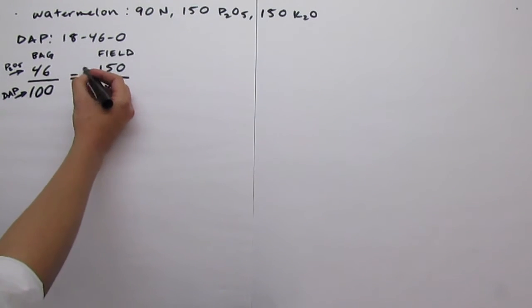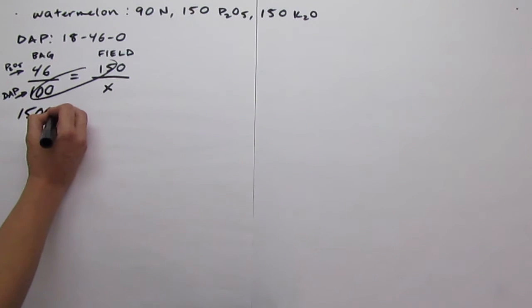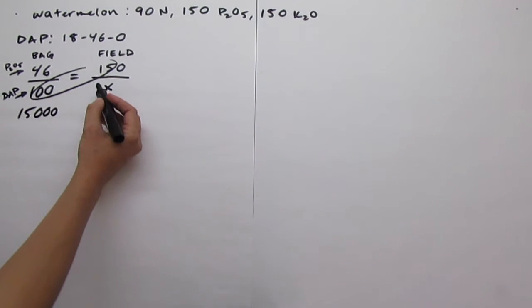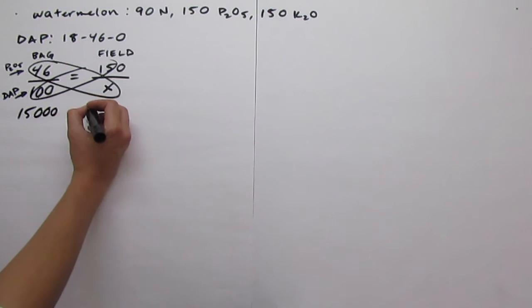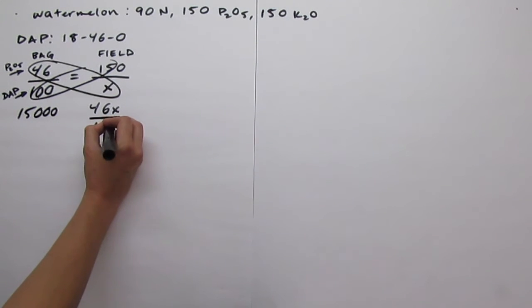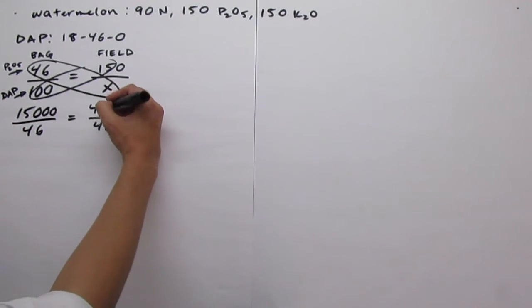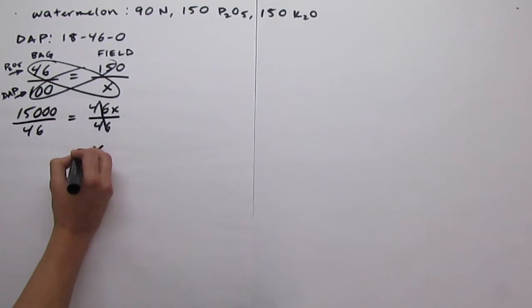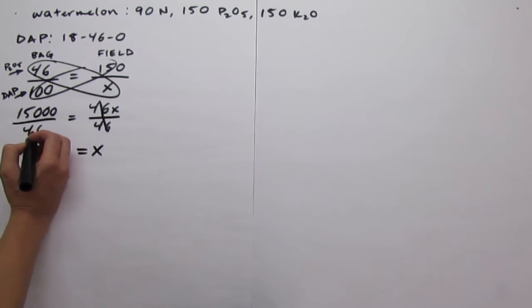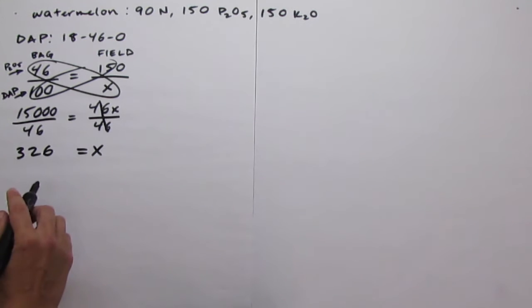We don't have to go into the algebra too much, but we'll just go ahead and cross multiply. So 150 times 100 gives me 15,000. And then 46 times X gives us 46X. We want to get X by itself in order to figure it out, so we divide both sides by 46. My 46s cancel over here, leaving me with X. And 15,000 divided by 46 is about 326. I'm going to round here. We don't have to worry too much about the decimal places.